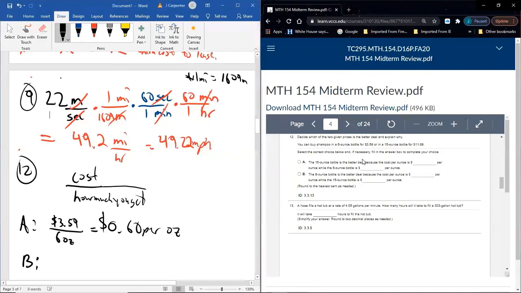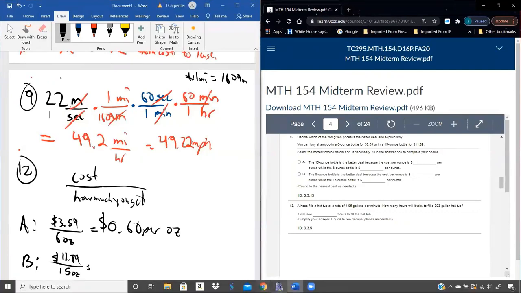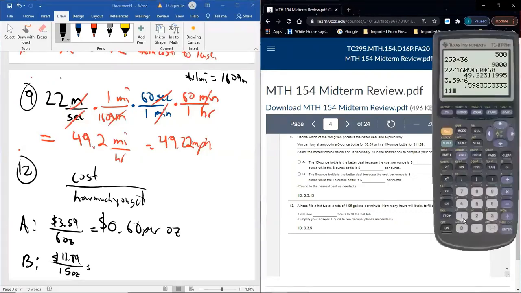If you go with option B though, maybe it's just a bigger version of it, you're paying $11.89 for 15 ounces. And then you do that division really quickly. 11.89 divided by 15, and we get 0.792 and so on. So rounded to the nearest penny would be 0.79.